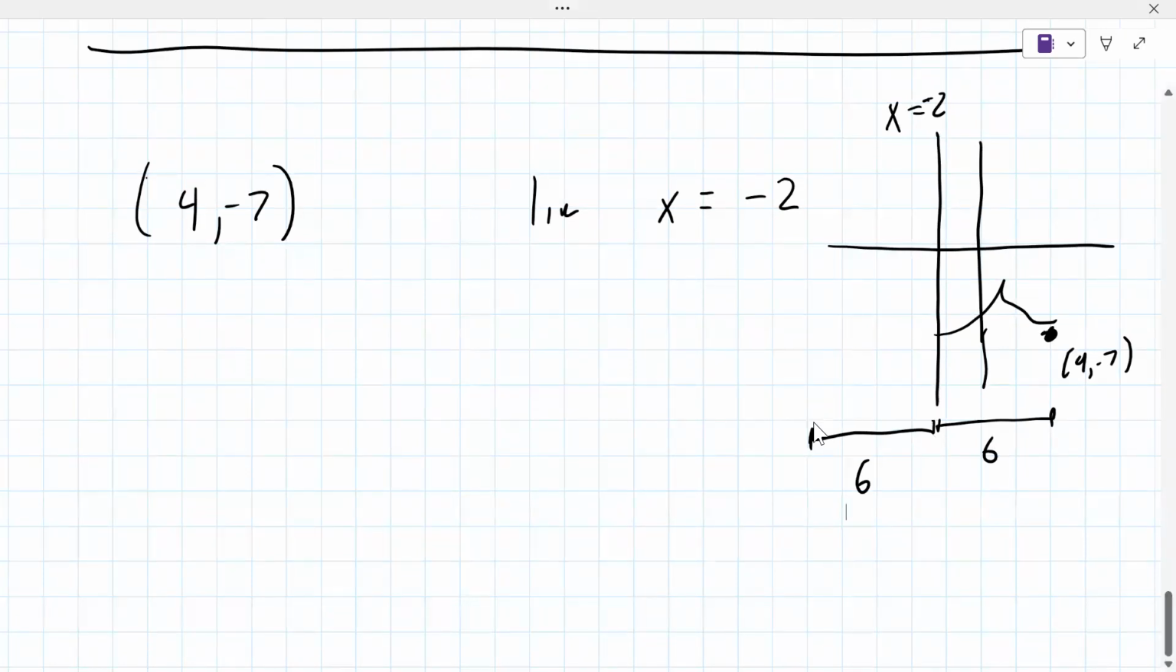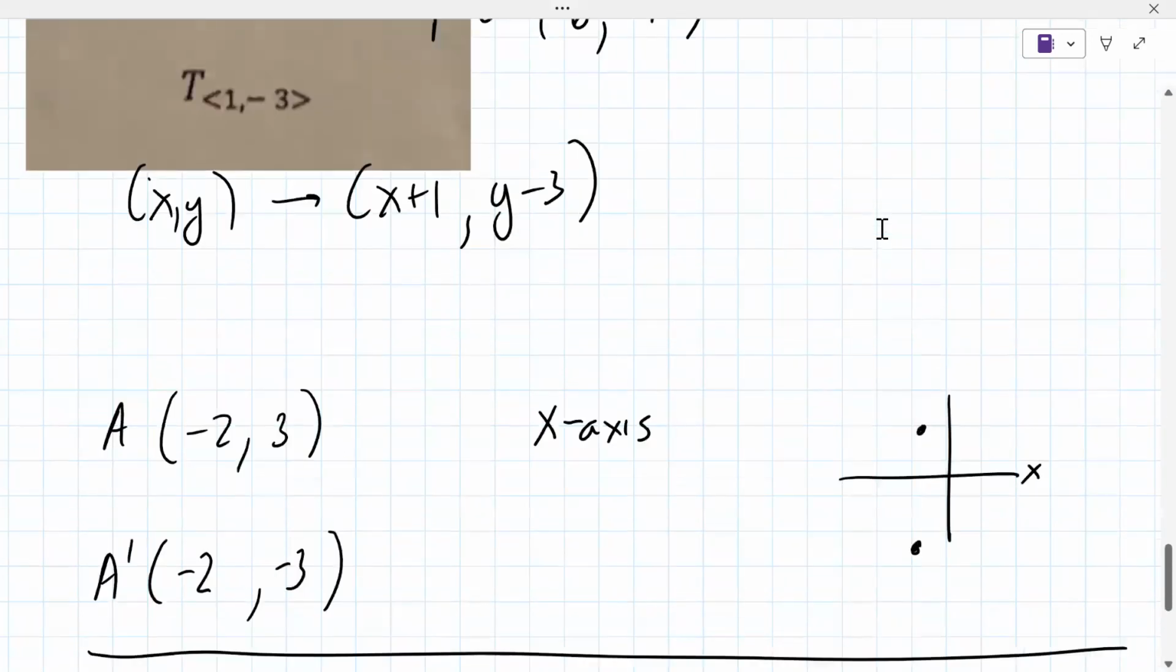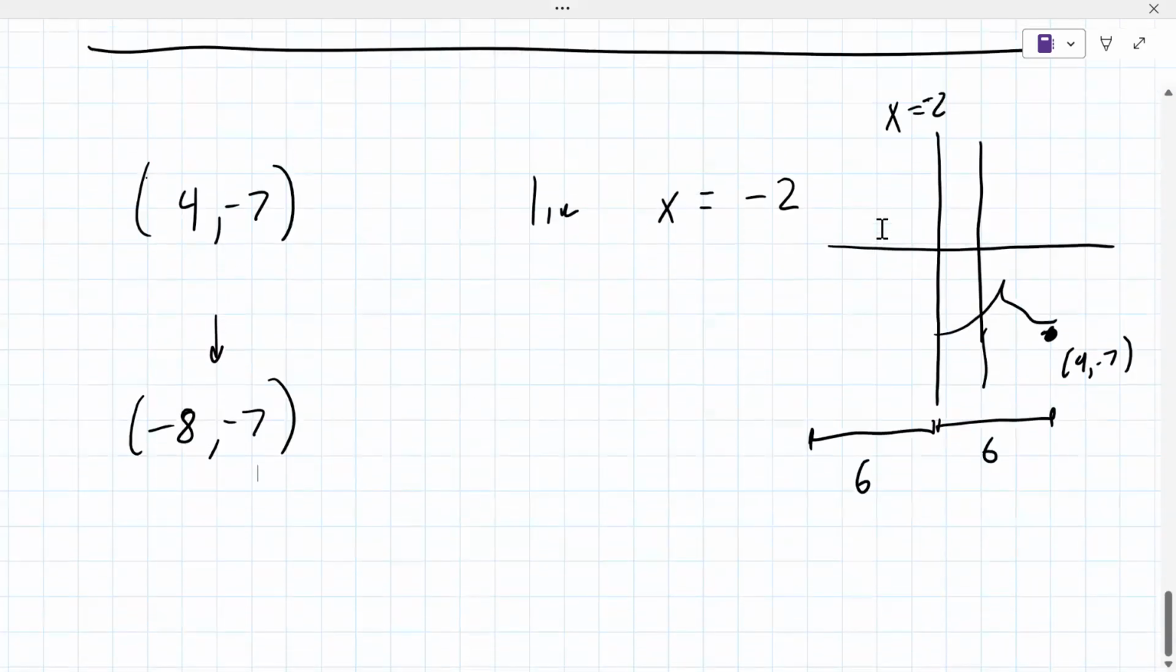So what's the new x value? Because you're going -8. Yeah, so this goes to -8, comma -7. Is that okay so far? Yeah. All right. So that's my recommendation.